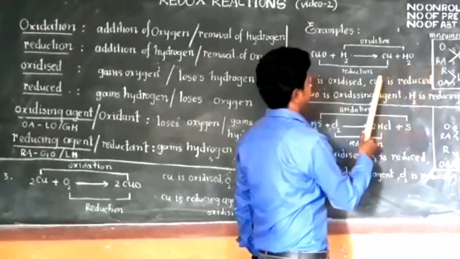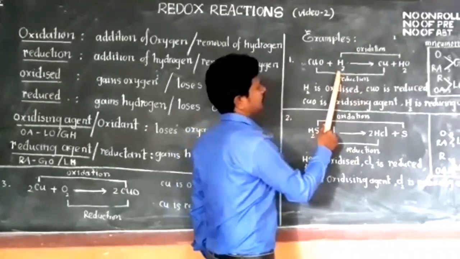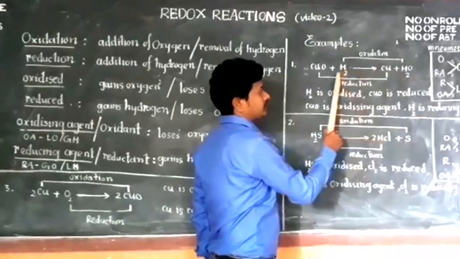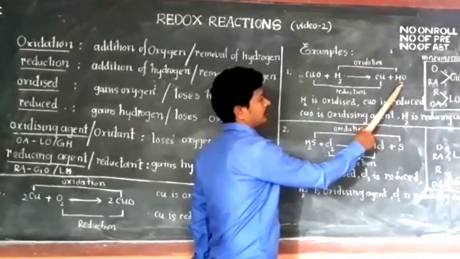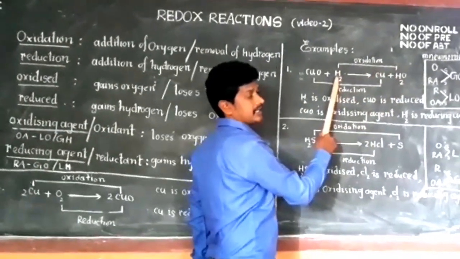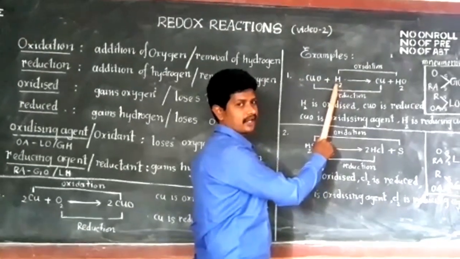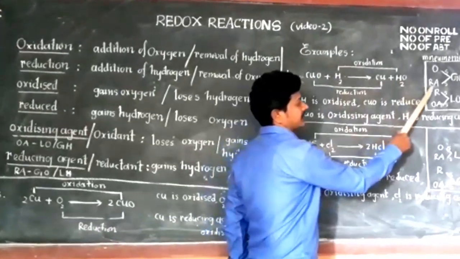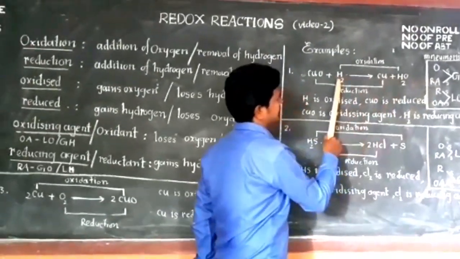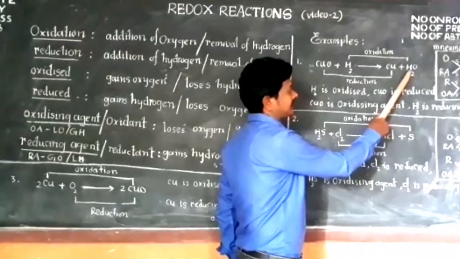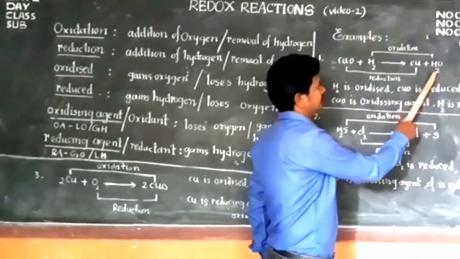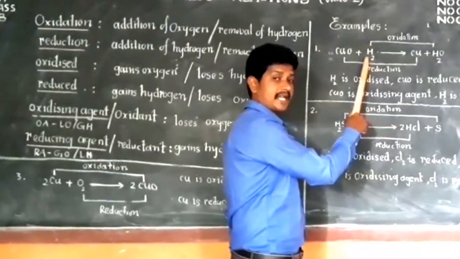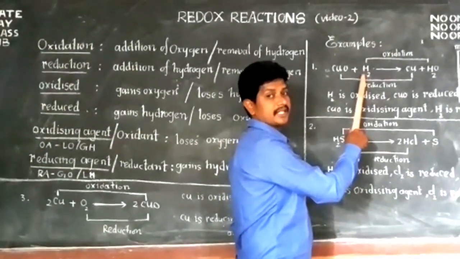Okay, here see, H2 is changing into H2O. As H2 gains oxygen, H2 is oxidized. At the same time, H2 acts as a reducing agent. Why? Because H2 is gaining oxygen, so it acts as reducing agent. So in this chemical equation, H2 is oxidized as well as it is a reducing agent.